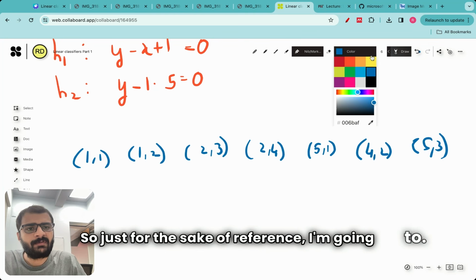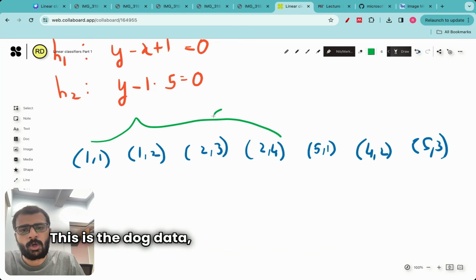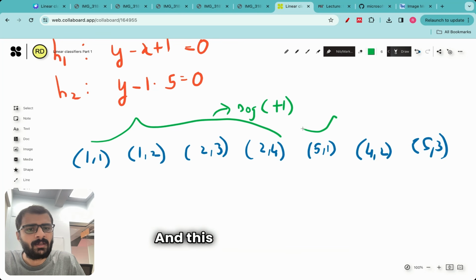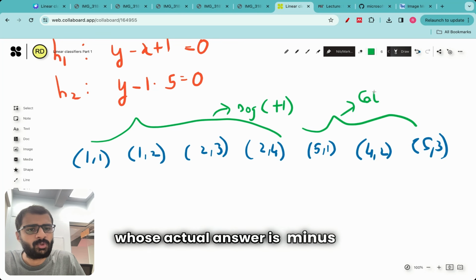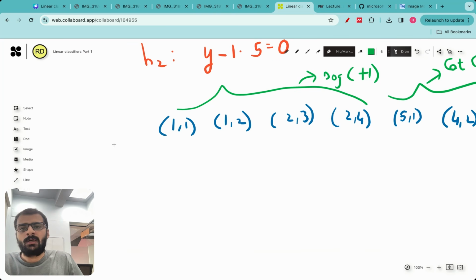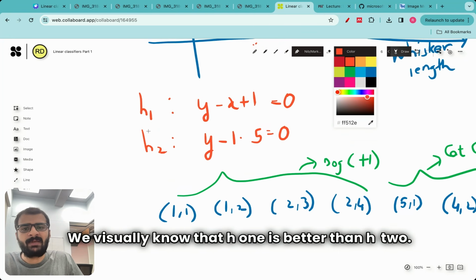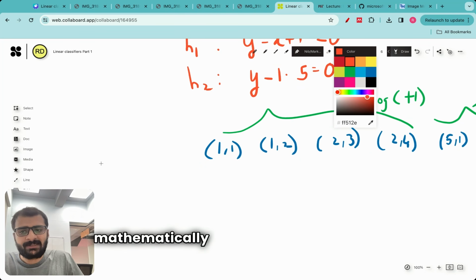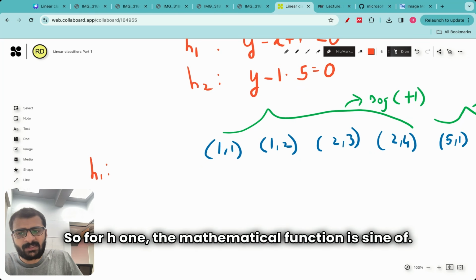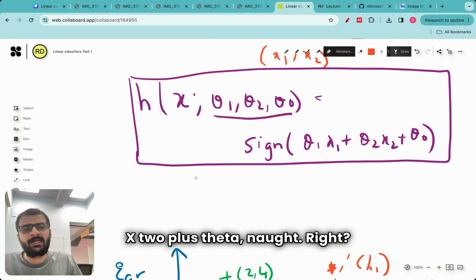So just for the sake of reference, this is the dog data whose actual answer is +1, and this is the cat data whose actual answer is -1. Now let us actually test the mathematical version of both the hypothesis class. We visually know that h1 is better than h2, but let us see if mathematically we can understand this. Okay, so for h1, the mathematical function is sine of theta 1 x1 plus theta 2 x2 plus theta naught, right?